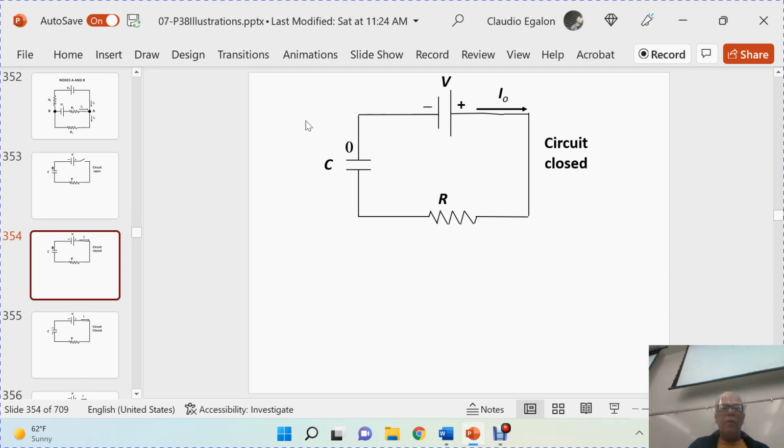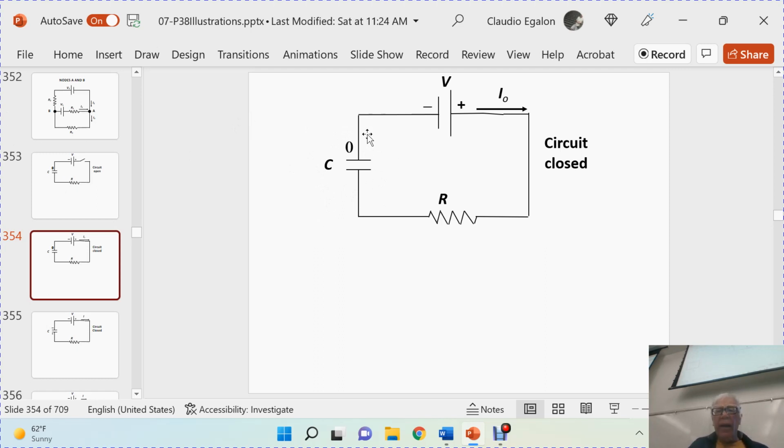The capacitor is initially uncharged. The capacitor initially has no charge. That's why we have a number 0 here. This number 0 states that the capacitor has no charge whatsoever. And this is a very important circuit. Whatever you're going to derive here is exactly what happens in real life.